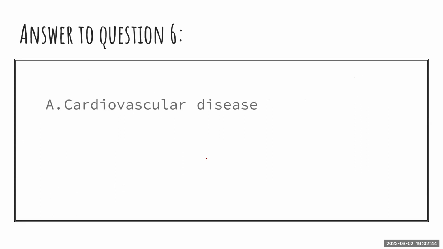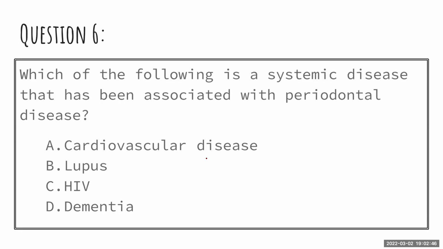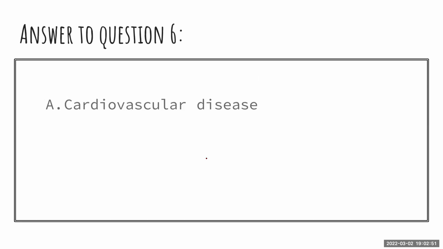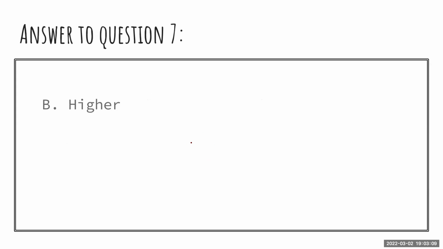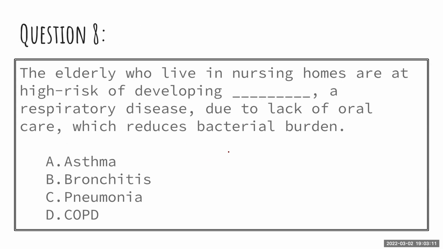Got it. Oh yeah, I meant cardiovascular A. Well, you said A. Why, what did it say? That's what I heard. Did you say AIDS? No, A. Oh, okay. Periodontal disease has been associated with blank blood glucose levels in diabetics. Higher. B. Higher, yay.